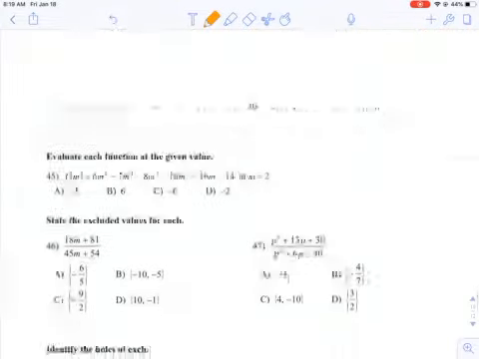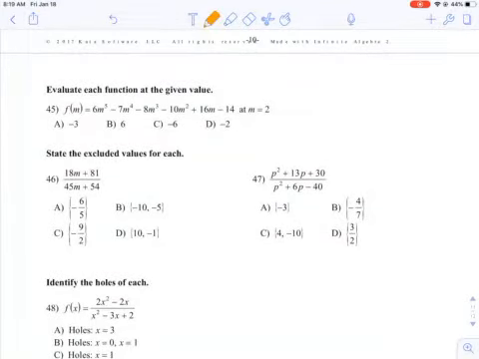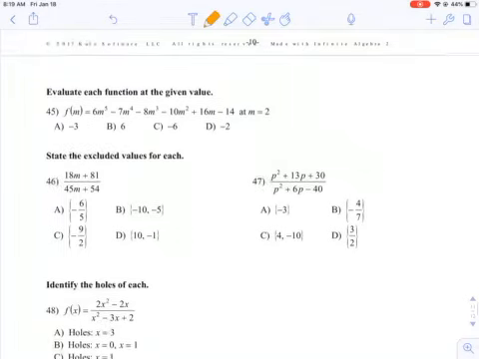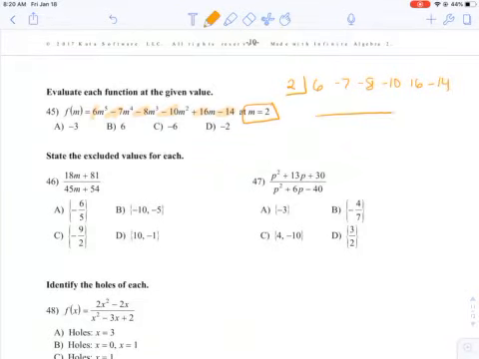Okay, so this says evaluate the function at the given value. You guys, this is a really long function. I would use synthetic division. So I'm going to put this guy right here, in here, and I'm going to use all of these coefficients: 6, negative 7, negative 8, negative 10, 16, and negative 14. And then my answer is going to be down here in Romeo's window.